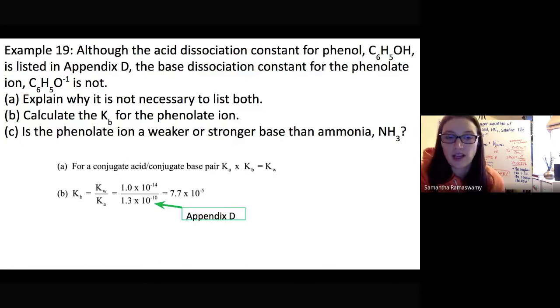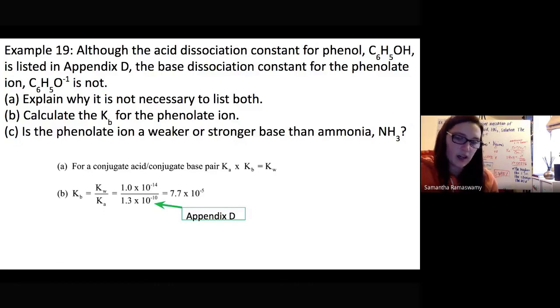So if I do Ka times Kb to check my answer, it's going to be close to 1 times 10 to the negative 14th. Maybe a little bit off because of rounding, but it's going to be close. So if you have Ka of a weak acid, you can find Kb of the conjugate base using Ka times Kb equals Kw.